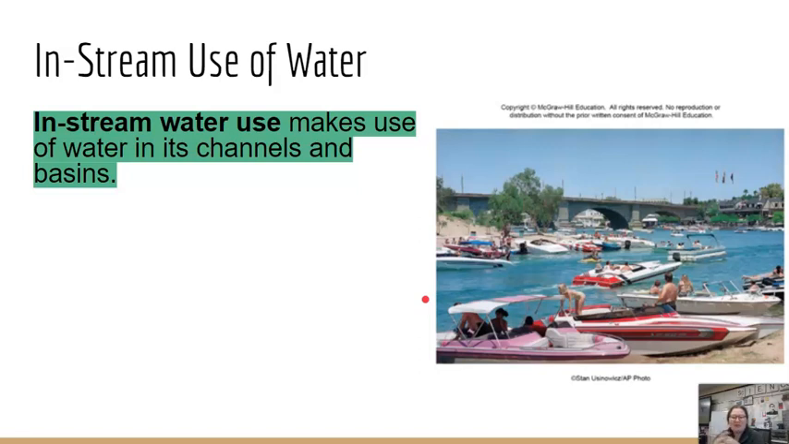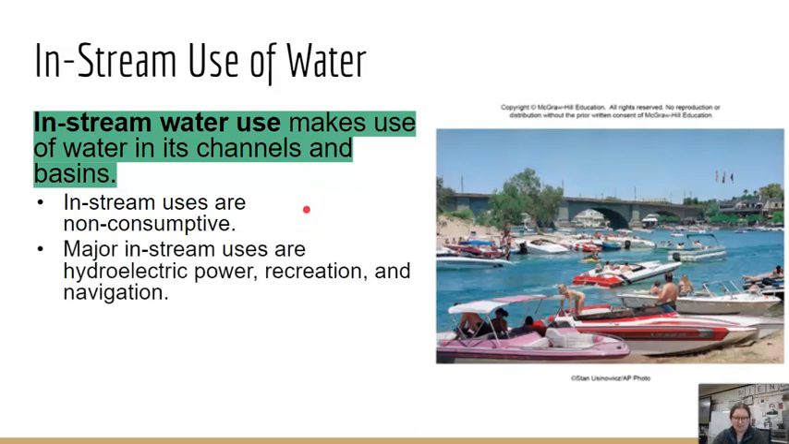All right, and the last one we're going to talk about is in-stream water use, which we may not think of, but definitely counts. And that's making use of water in its channels and basins. So if we're swimming, if we're boating, it's typically non-consumptive. You're not taking that water somewhere, you're just using the water in its place.